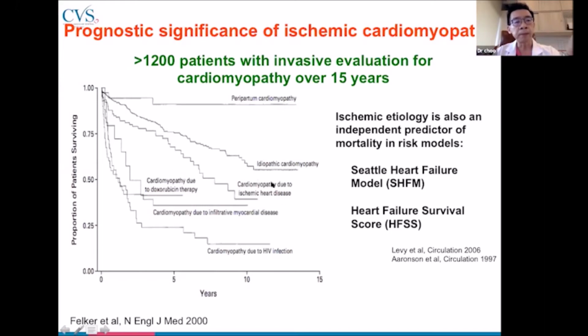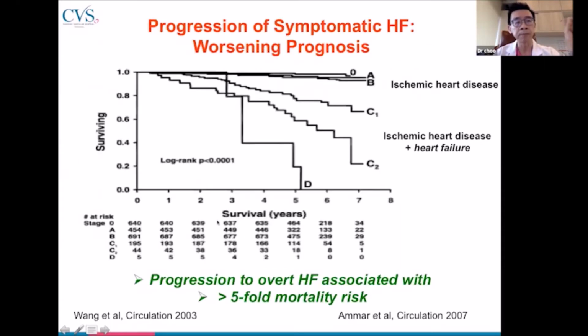Ischemic cardiomyopathy probably lies somewhere in the middle. There are some other cardiomyopathies, like those related to oncology drugs, which are actually even worse in terms of prognosis. With ischemic heart disease, you may be stable, but once you develop heart failure on top of it, the patient's mortality amplifies up to 5-fold. So that is a bad sign.